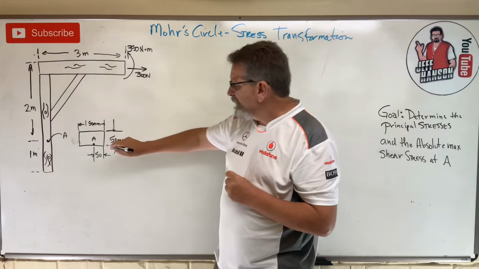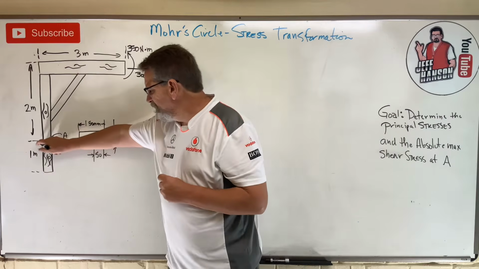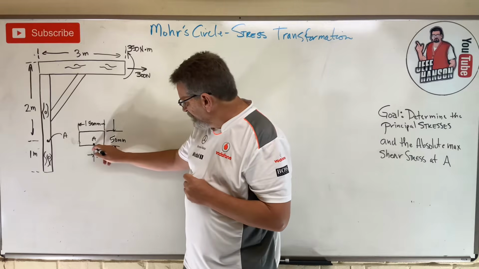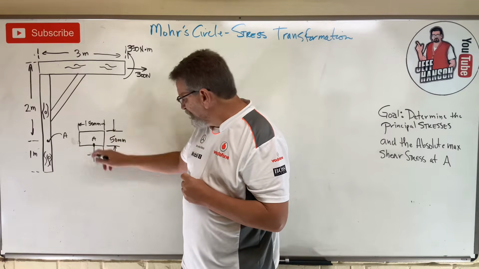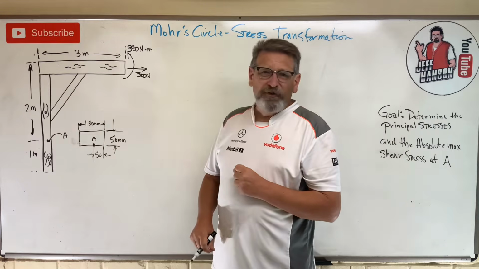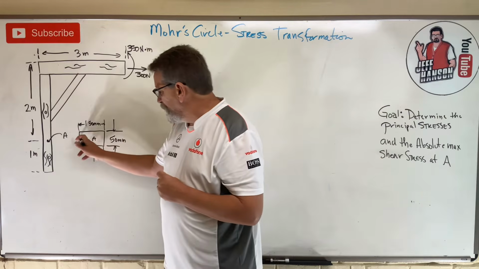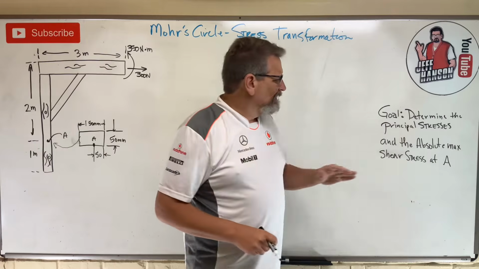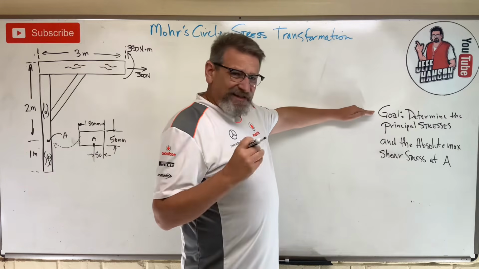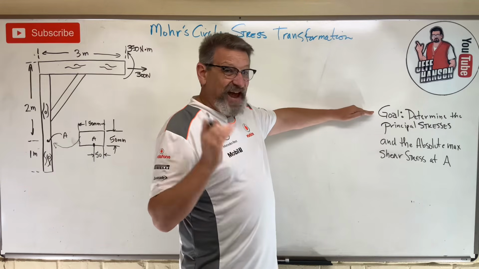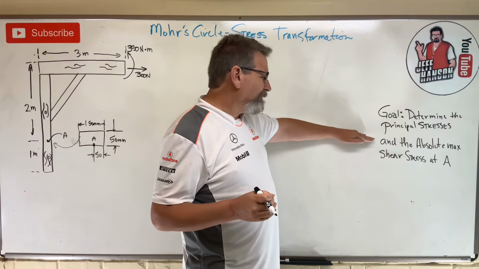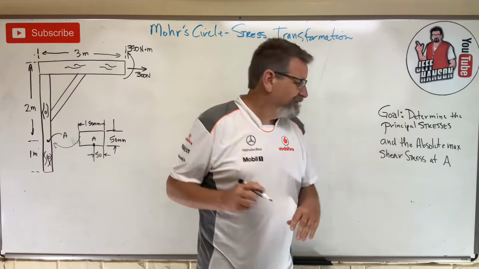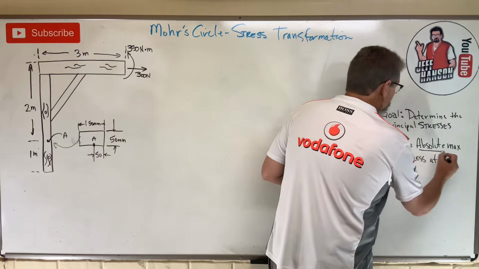And they say over here on this plane, 1 meter off the ground, there's a point A. And point A lives at this spot right there on the cross section. This is like a blow up cross section of that, okay? And they say, what are the stresses, the principal stresses at point A? Also, what is the maximum? And it says absolute. That word is important.